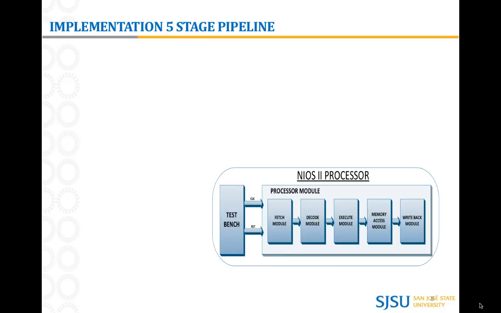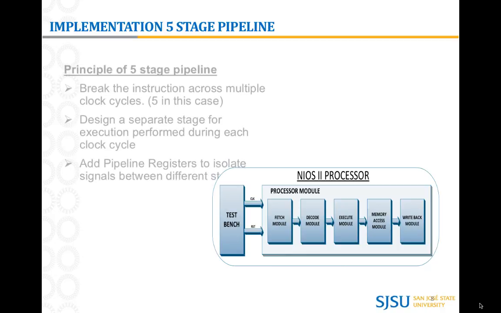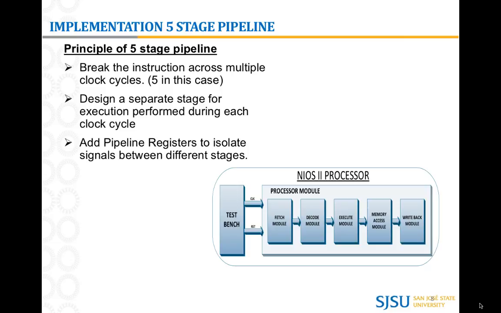Implementation of the 5-stage pipeline. The main principle of the 5-stage pipeline is breaking the instruction across multiple clock cycles, 5 in this case, designing a separate stage for the execution performed during each clock cycle, and adding a pipeline register to isolate signals between the stages. The NEOS2 processor consists of test bench, processor module, fetch module, decode module, execute module, memory access module, and write back module as well.